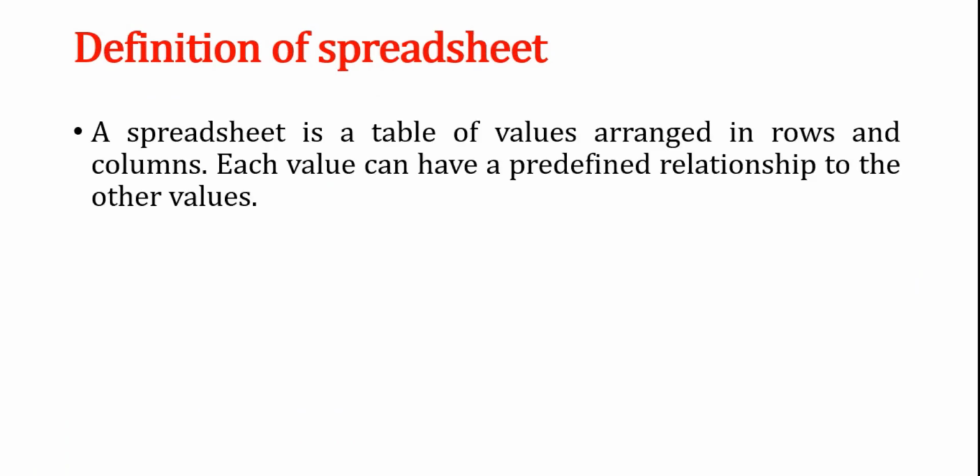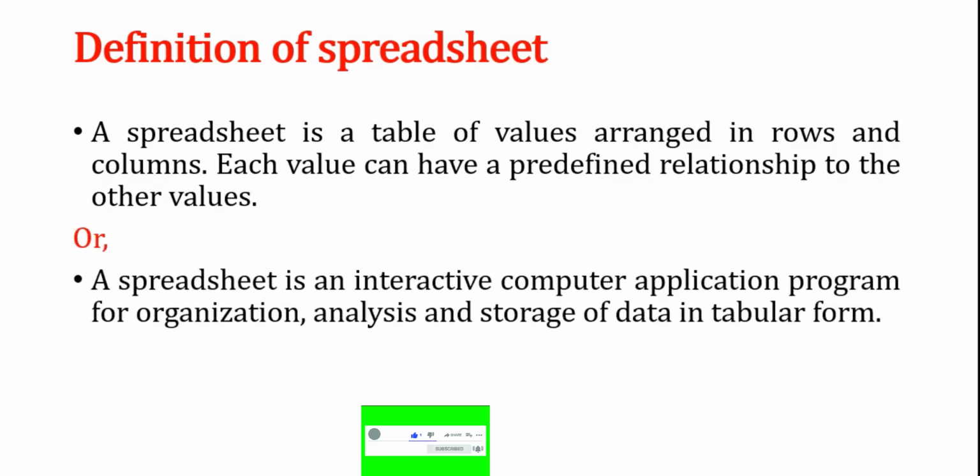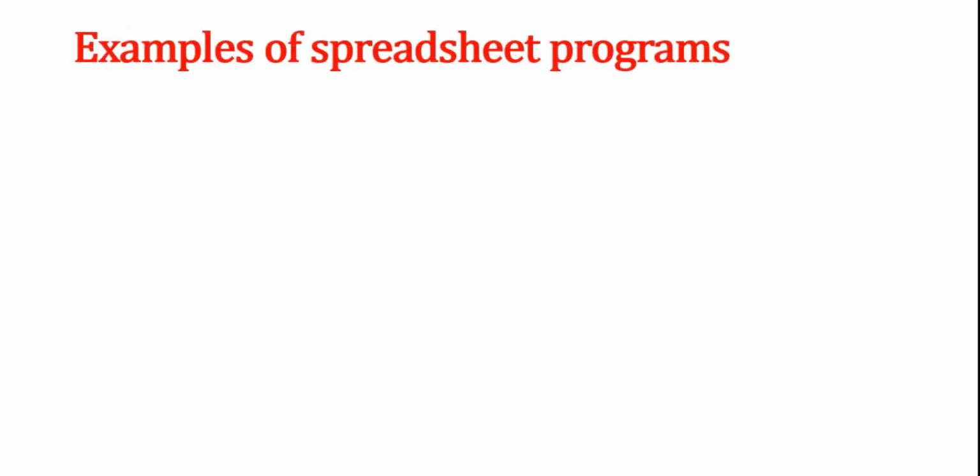Now, we can define a spreadsheet as a table of values arranged in rows and columns. Each value can have a predefined relationship to the other values. Or we can define the spreadsheet in this way. A spreadsheet is an interactive computer application program for organization, analysis, and storage of data in tabular form. Now let's see some examples of spreadsheet programs. First one is VisiCalc.